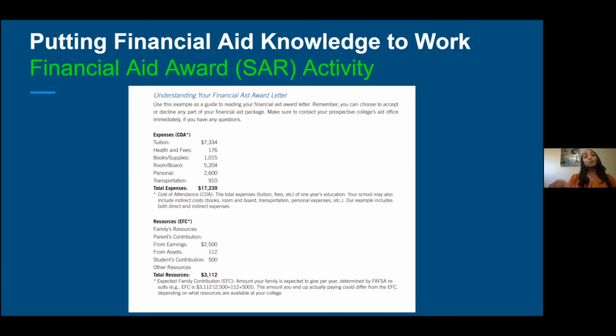Let's talk about the expected family contribution. So this is based off of what this student and their guardians reported on their financial aid applications. So it says from the family's resources and parents' contribution, their earnings, they can contribute $2,500. They have assets. Their assets are $112, and the student can contribute $500. All of this added together, and like I said, this comes from the FAFSA form, and from your CSS if they ask for it, is $3,112.